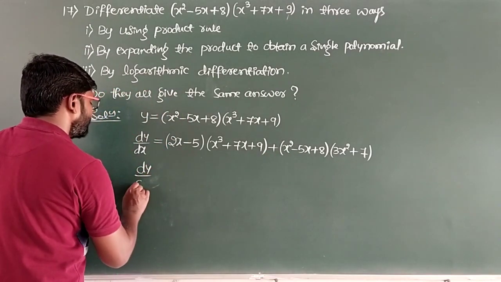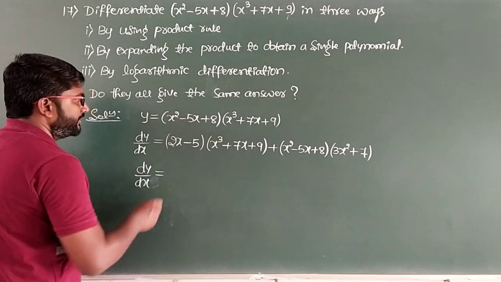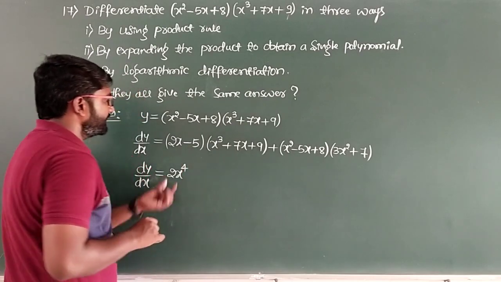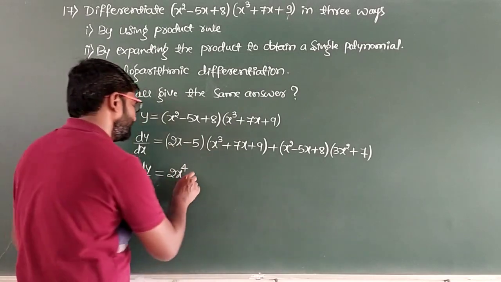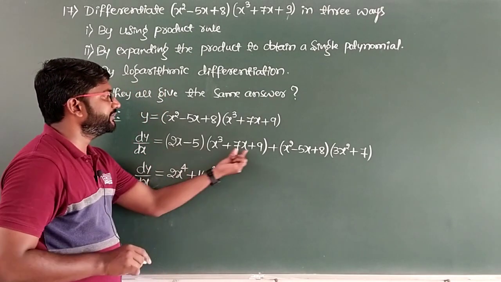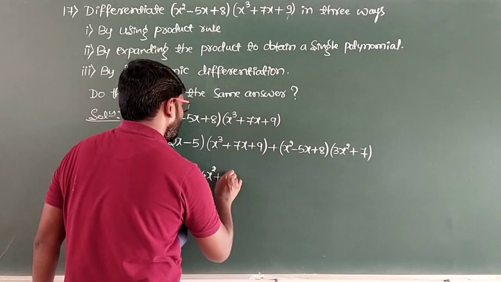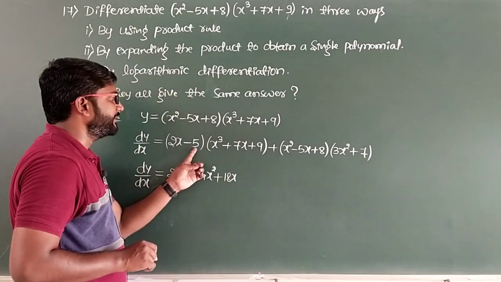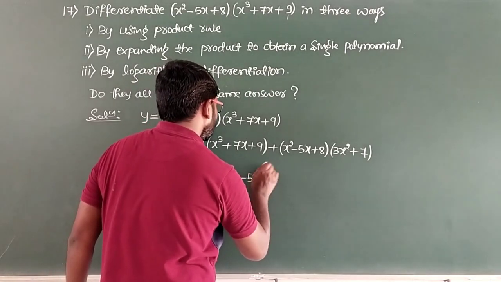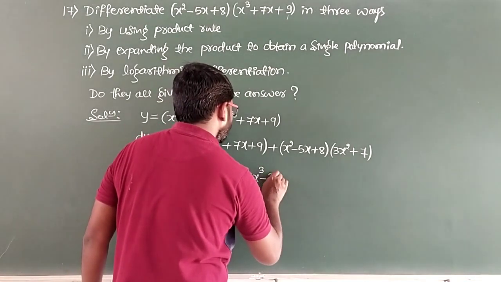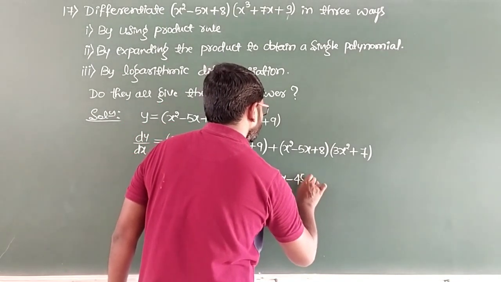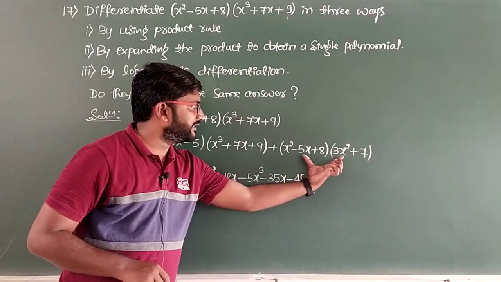Dy by dx is equal to 2x into x cube will be 2 times x to the power 4, then 2x into 7x will be 14x square, then 2x into 9 will be 18x, then minus 5 into, we have to multiply all these 3 terms, we get minus 5x cube, then minus 35x, and then minus 45, plus, now we have to multiply these 2 terms.